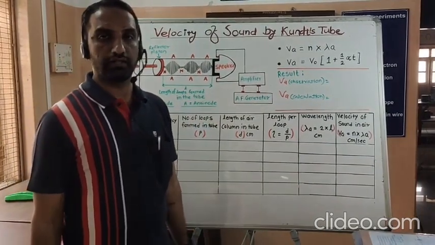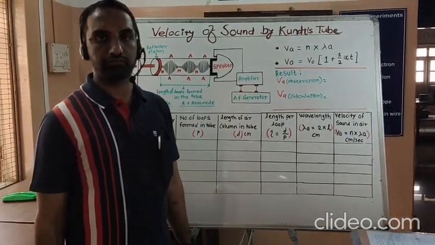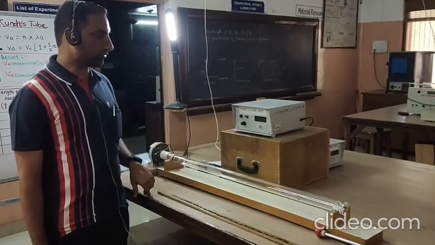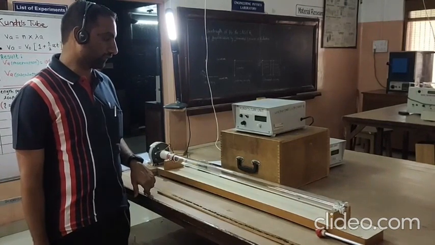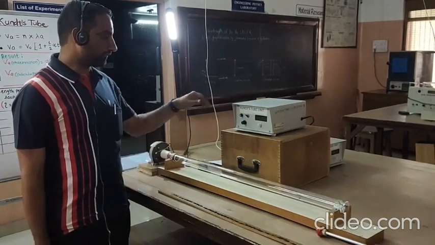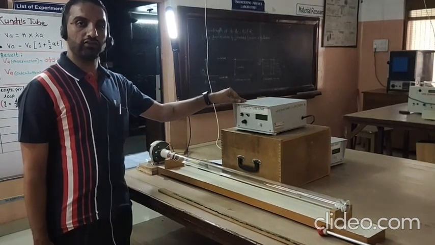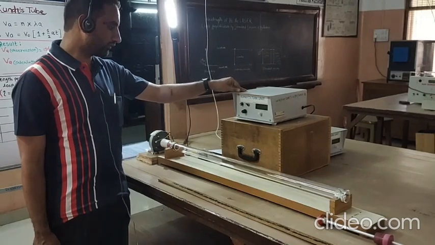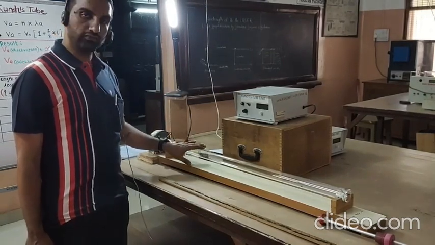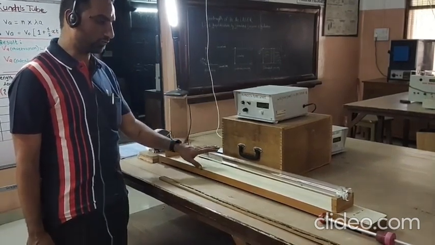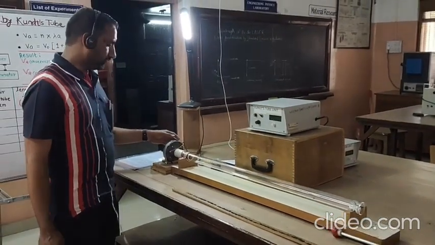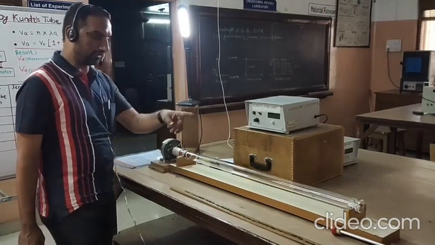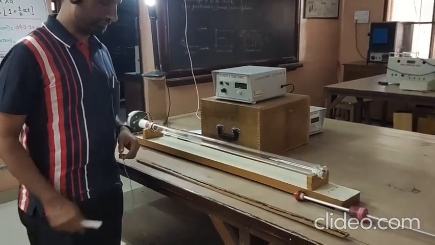Let us see the practical demonstration of this experiment. Now let us see the demonstration of this Kundt's tube experiment. For this experiment, this is the audio frequency generator and amplifier circuit. Both units are actually included in this block. This is Kundt's tube, that is, the glass tube. Length is about 1 meter. At one end of this tube, one loudspeaker is used, and at the other end there is a movable piston.